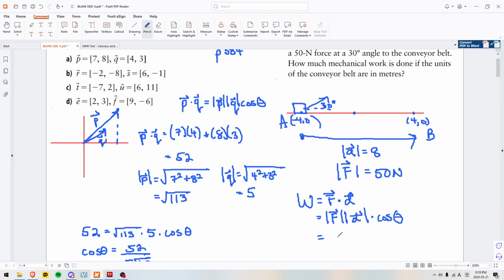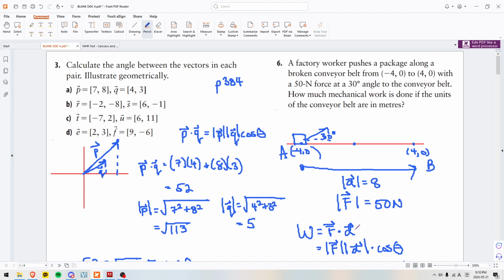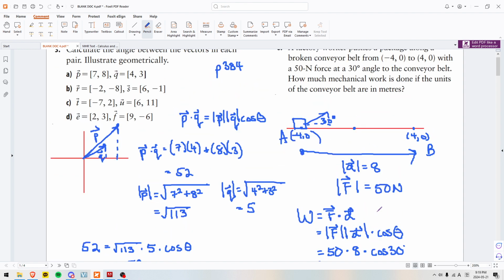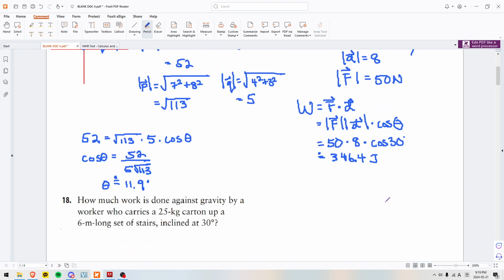In this case, the magnitude of the force in its 30-degree direction is 50 times the distance magnitude is 8 times the cosine of 30 degrees. Plugging that into the calculator, I've got 400 times cosine of 30, which is 0.5. Wait, not 0.5, sorry. 1 over root 2. We've got approximately 346.4 joules. Okay, so this is just an application of the formula. Nothing more, nothing less.